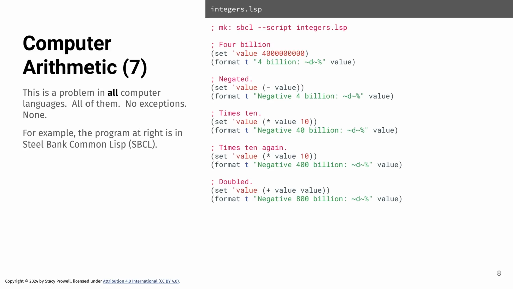So here's a program written in Steel Bank Common Lisp, because that's the Lisp compiler I have on my machine at the time I wrote the slide. Steel Bank Common Lisp is a variant of Lisp. If you're not familiar with Lisp, well, what's wrong with you? Go out and learn Lisp. It'll take you an hour maybe. And we do the same kind of thing here. We set value to 4 billion. We print it out. We negate it. Multiply it by 10. Multiply it by 10 again. Add it to itself. So let's try that and see what we get.